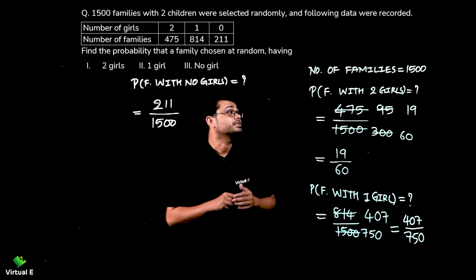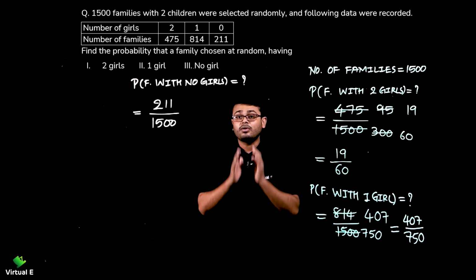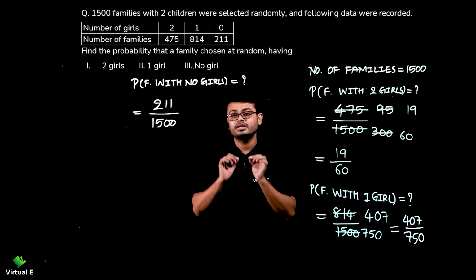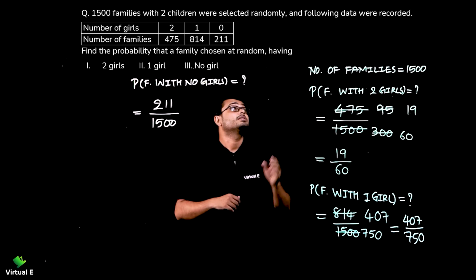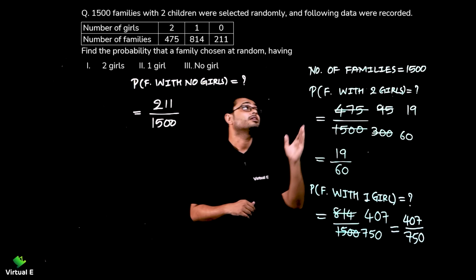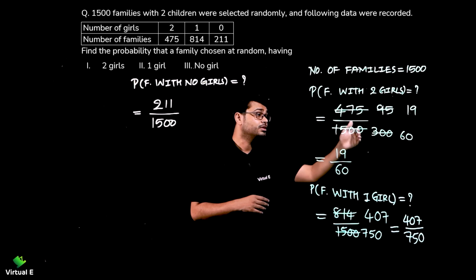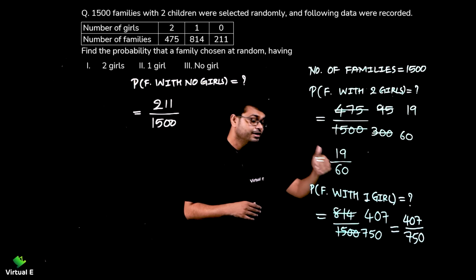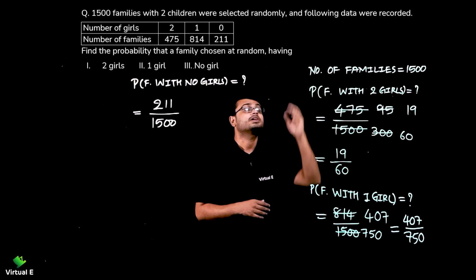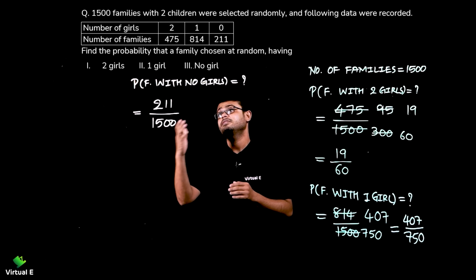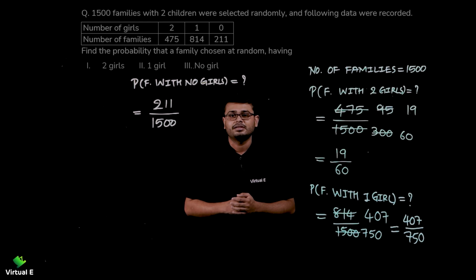Nothing to worry. So this is how we solve this question. Remember, it's all about how you interpret the information, right? With one girl, two girls and no girls, the table is given over here, right? The number of families is also given. We just need to select it. This is for the two girls, that is 475. For one girl, the number of families is 814, and with no girls, that is 211. So this is how we find the probability.